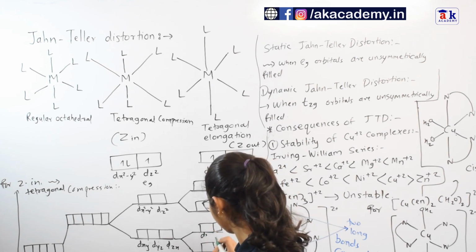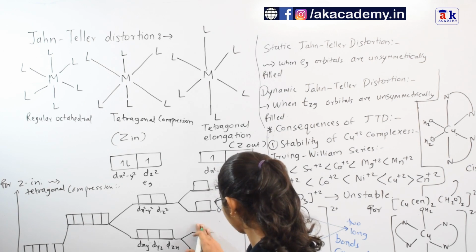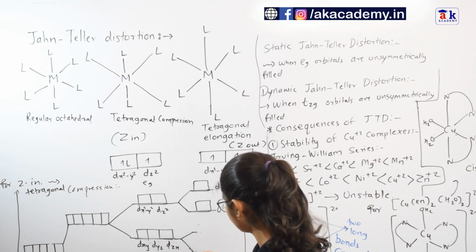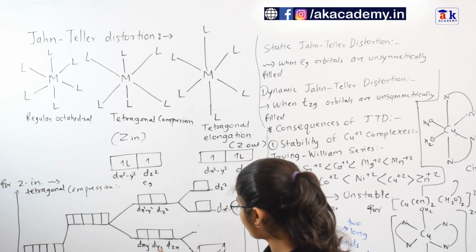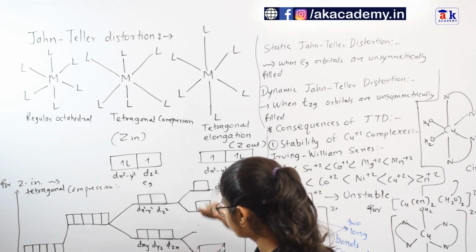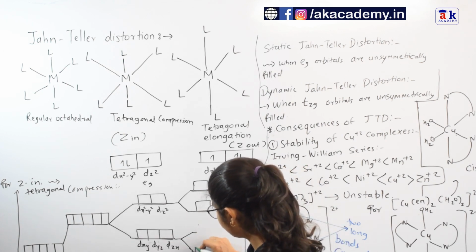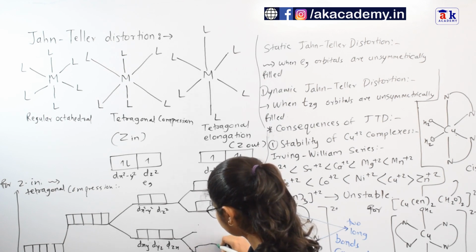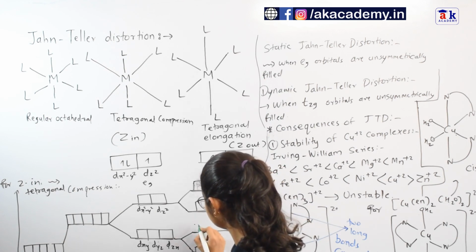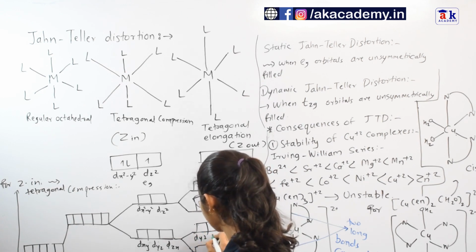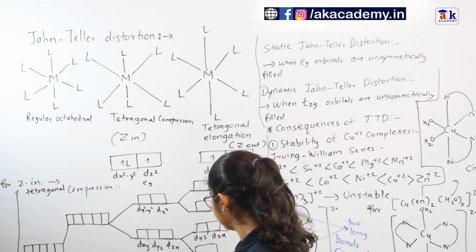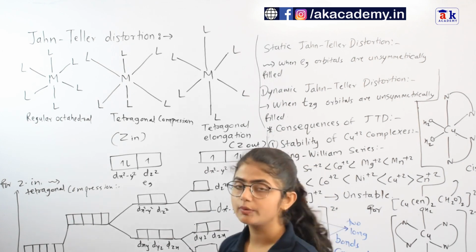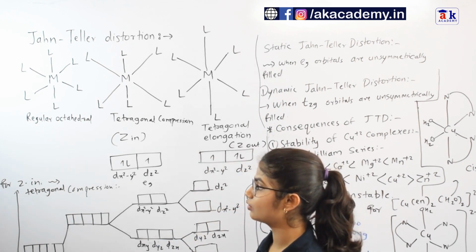So for Z-out, what was the condition? For Z-out, yz and zx were down and xy was up. So the reverse condition is going to occur over here. The yz and zx orbitals are going to have higher energy, and dxy is going to get stabilized. So this is actually called Z-in or tetragonal compression.